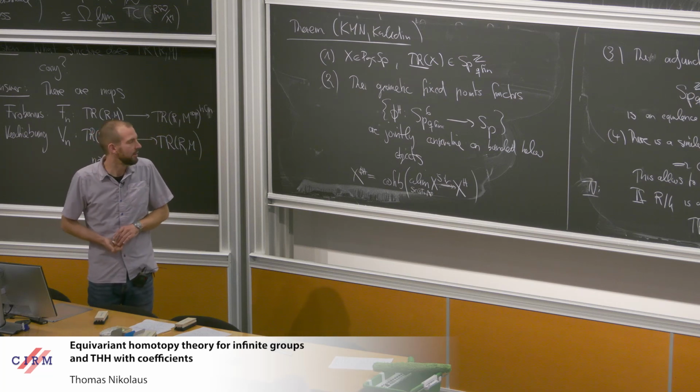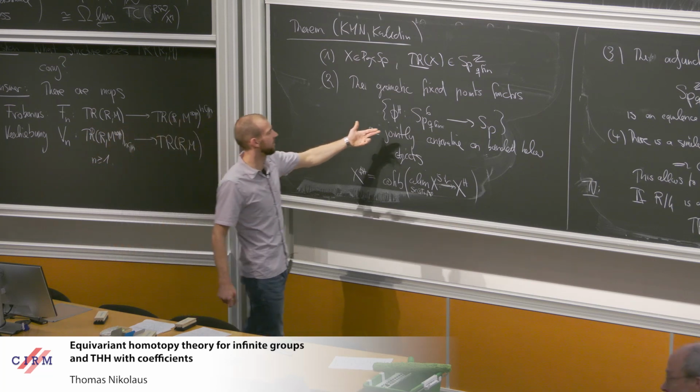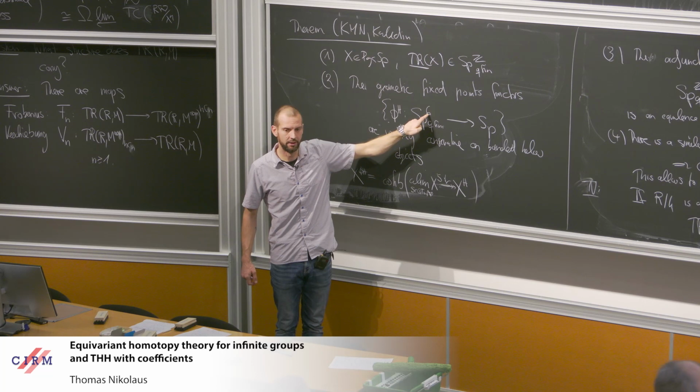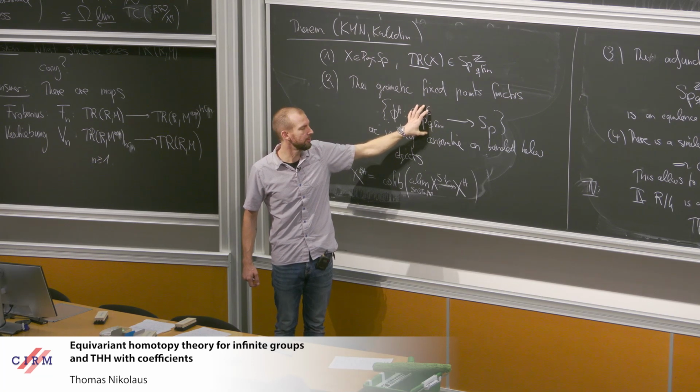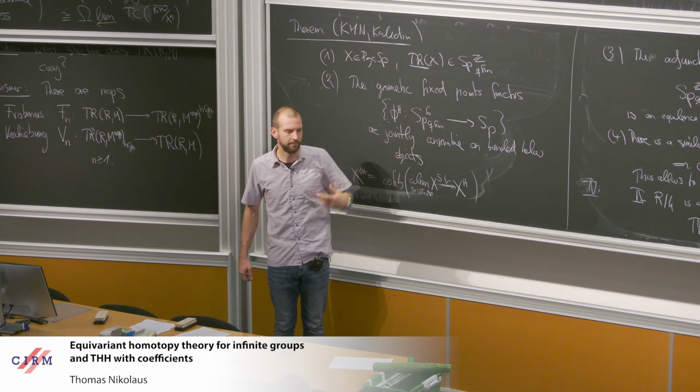An abstract statement is that this category is the inverse limit of the category of cofinite quotients of G, but the inverse limit along the functors which are geometric fixed points. That's another way of saying it.